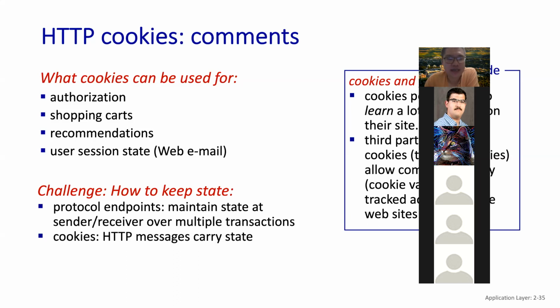And the challenge is how to keep the state. The protocol endpoints need to maintain the state at the sender or receiver over multiple transactions. Okay, and they have to have a database. The browser has to have a small database to keep track of your accessed websites. But the server side needs to keep a large amount of cookie information from different users, from different IP addresses, from different machines. And the HTTP message needs to contain the cookie information and carry the state.